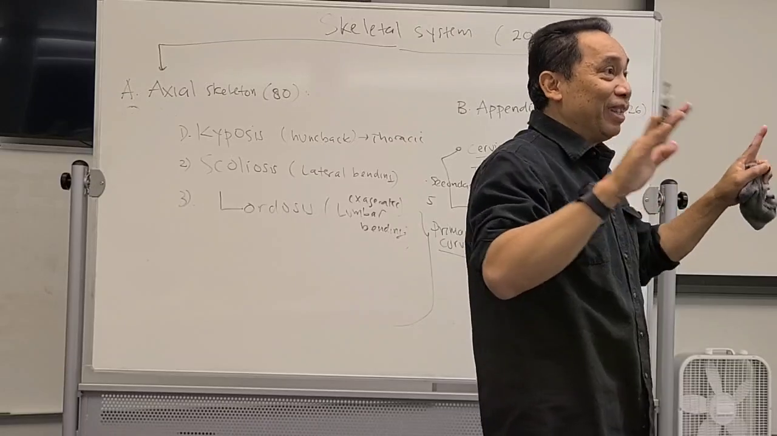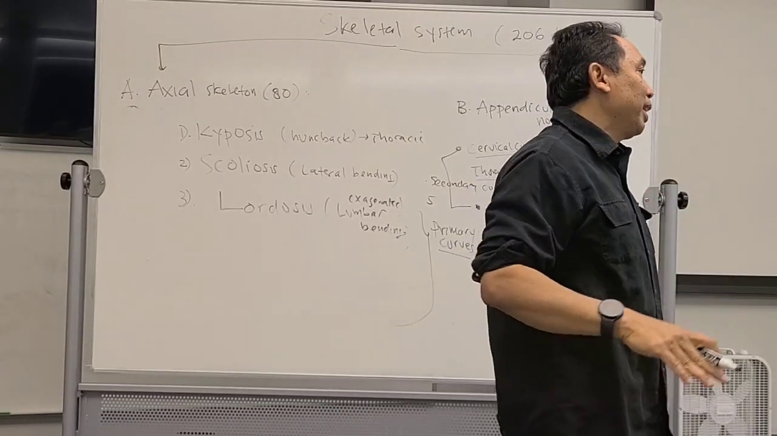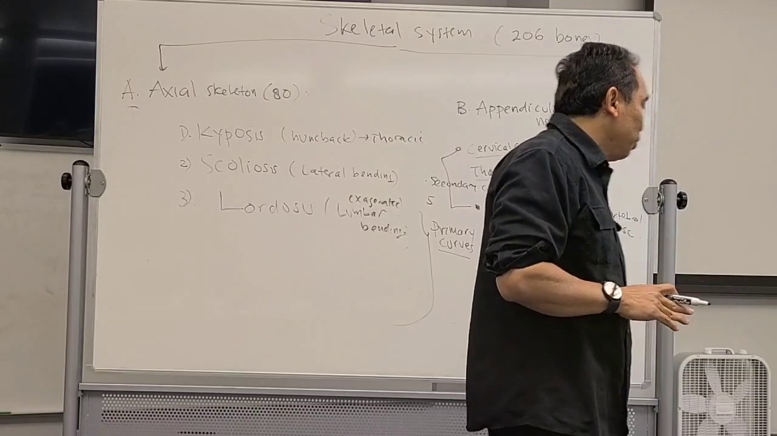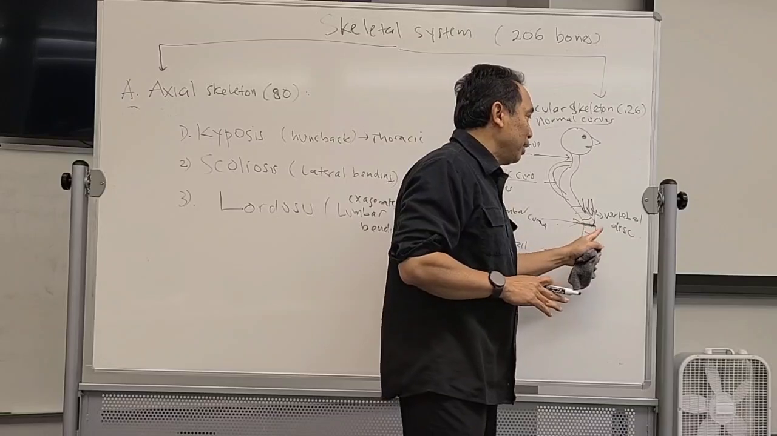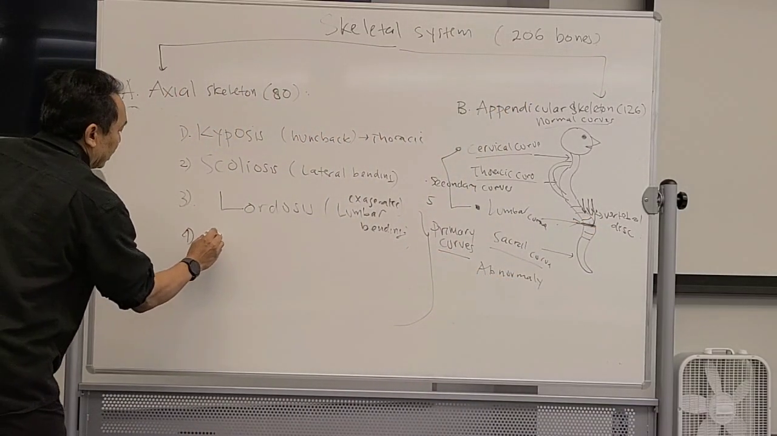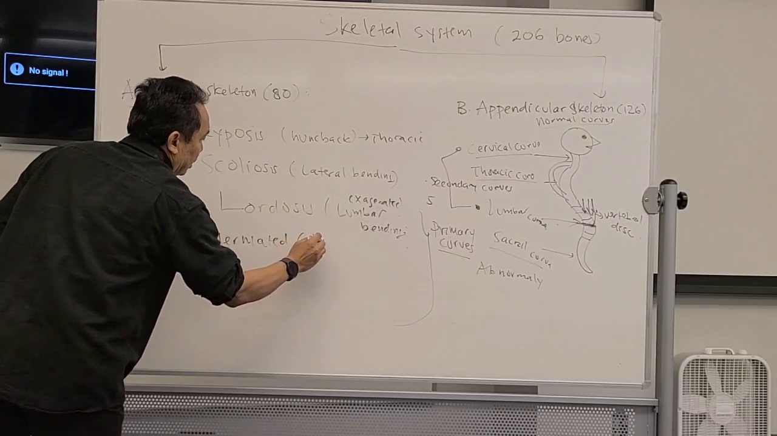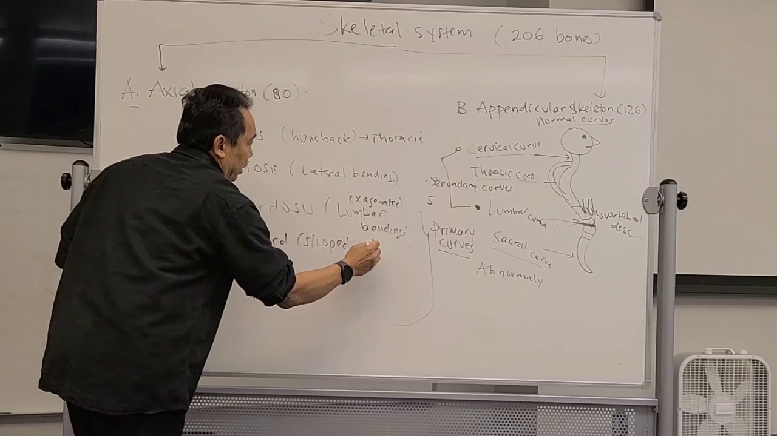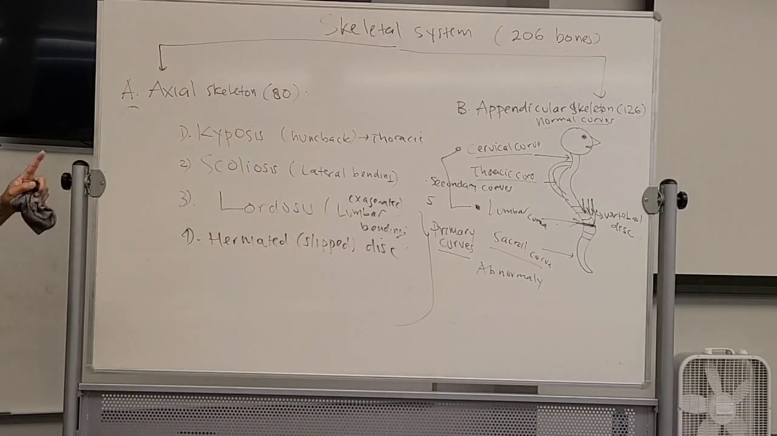Some people say, I don't have it. I hope I will not get it. But some people will get it, and it's very, very painful. They cannot do a lot of things. Mostly they have to have surgery. So what do you call that? Herniated disc. Herniated or slip. Okay, slip disc. That's another abnormality of the vertebrae, the axial skeleton.